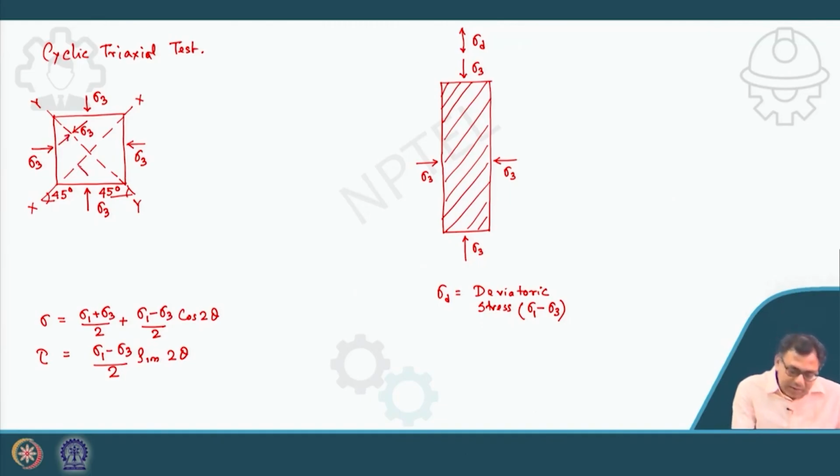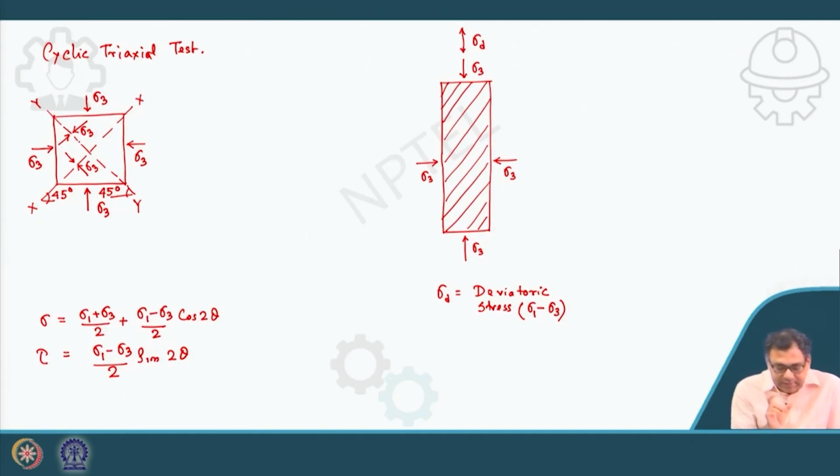Similarly for the XX plane and YY plane, on both planes the normal stress is sigma 3. But what would be the shear stress in this condition? Again sin 90 is equal to 1, but now sigma 1 is equal to sigma 3, so this term will be 0. So the shear stress tau will be 0.